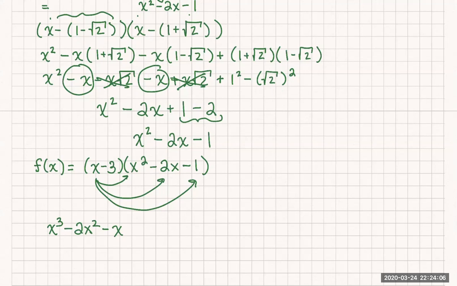And then I do it again with negative 3. Negative 3 times x squared is negative 3x squared. Negative 3 times negative 2x is positive 6x. And negative 3 times negative 1 is plus 3. Okay. Now I combine my like terms.